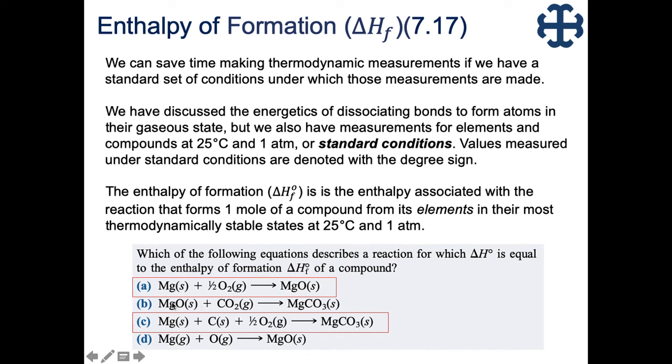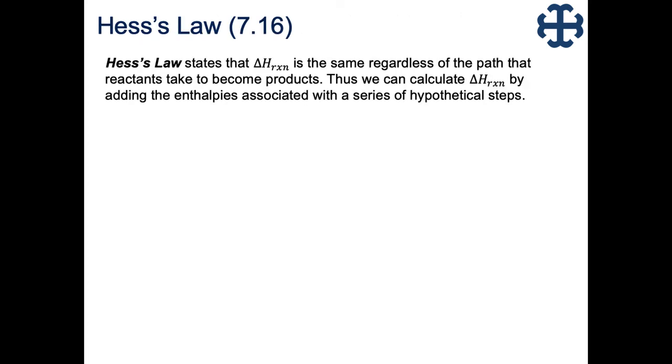The reason option B wouldn't be accurate is because we start with magnesium oxide and CO2. Those are not pure elements, and so we can't count them. And the reason option D isn't true is because we're starting with magnesium and oxygen in the gas phase. So this would be if we were combining the atoms like we did earlier in this video. And hopefully we know, because we've done it in lab already, magnesium, definitely not a gas at 25 degrees Celsius and 1 atm. Okay, so that is our enthalpy of formation.